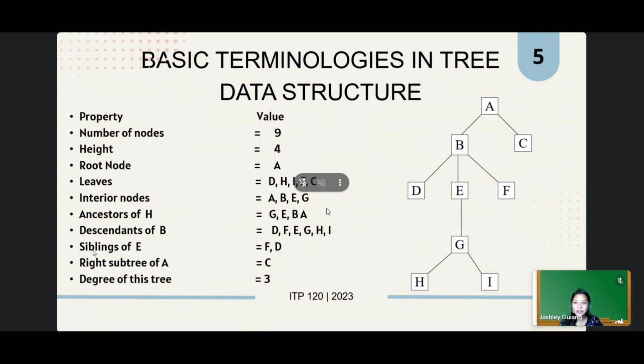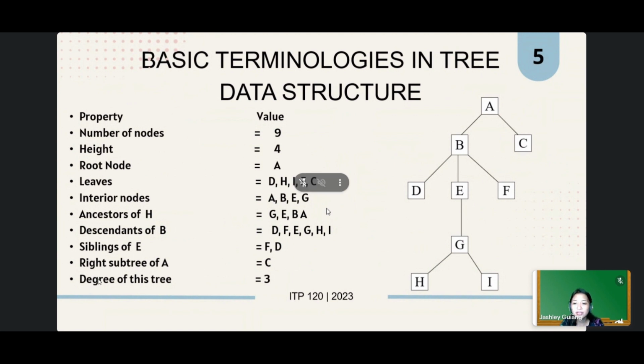So next, we have here siblings of E. Siblings only have the same, or only have one parent, the same parent. That's it. So siblings of E are D and F. Next, we have the right subtree of A. Here, the right subtree of A, the descendants of A, is C.